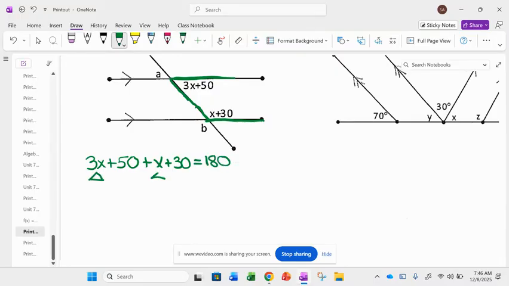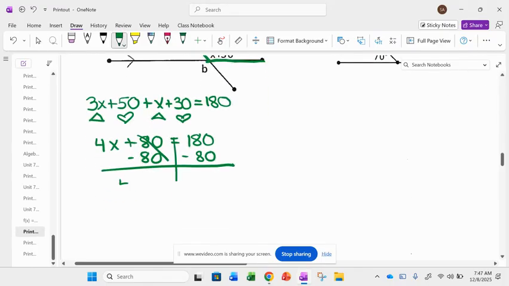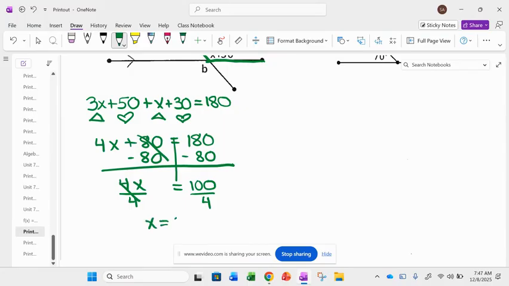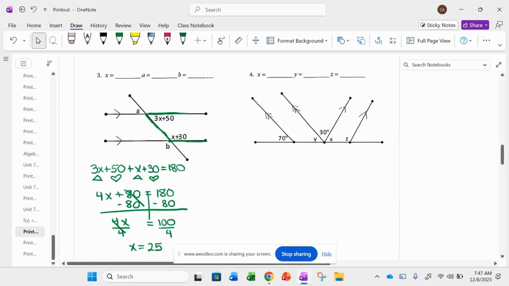Now I'm going to combine my like terms since they're both on the same side of the equal sign. So I'm going to get 4x plus 80 equals 180. We then subtract 80 on both sides, and we're going to have 4x is equal to 100. Divide by 4. X will equal 25. So the first thing asked us to solve for x, we got x is equal to 25.